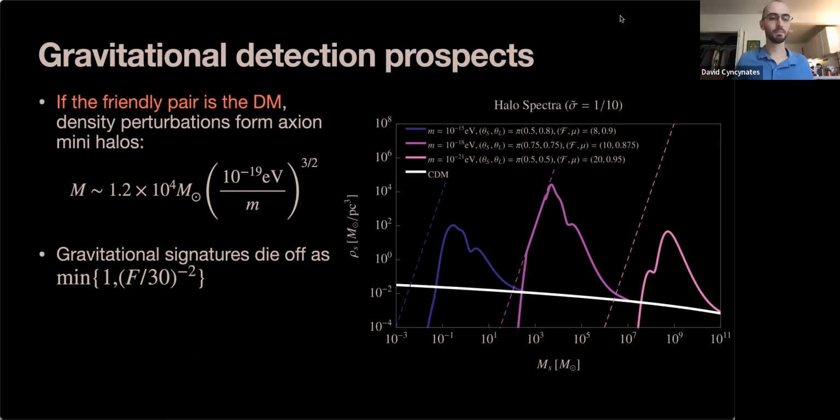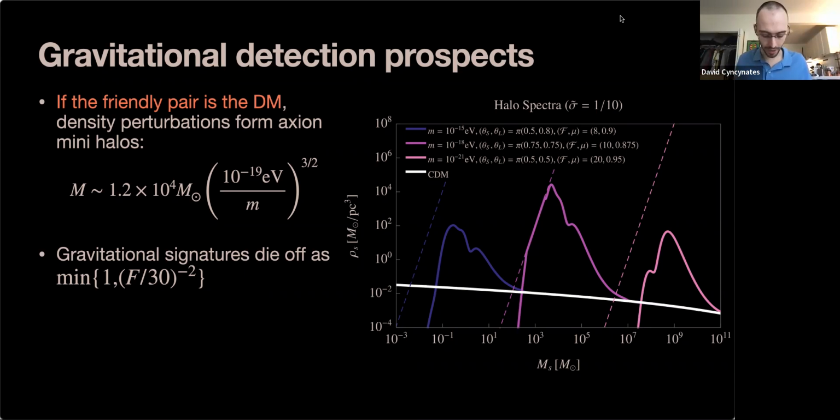Good. So as I mentioned in the previous section, the enhanced direct detection prospects happen for even a tiny subcomponent of the dark matter. But gravitational signatures, in contrast, require the friendly pair to be all of the dark matter. This is because gravitational signatures require you to be a sizable fraction of the energy density of the universe, and so this only happens if you're all the dark matter. So that's important to keep in mind.